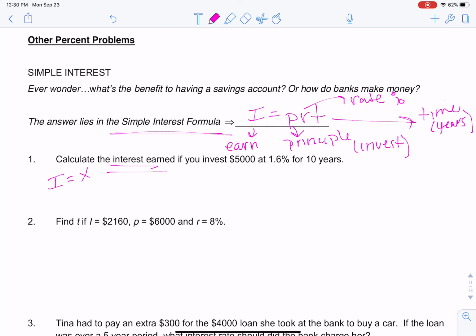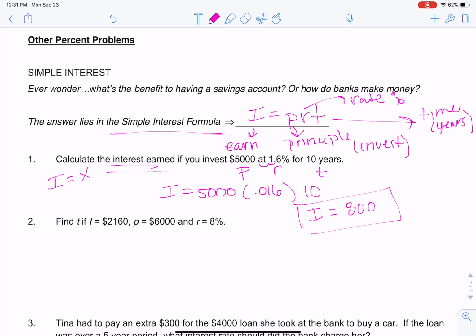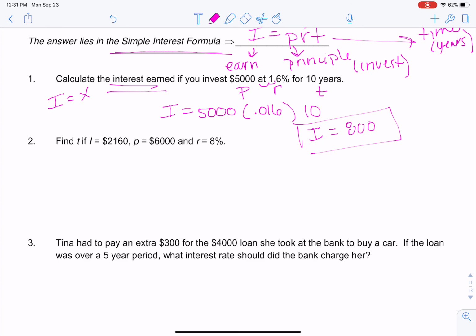If I invest, that's my principal, at a rate, there's my percentage, and times. So I equals P times R times T. My principal is 5,000, times my percent, always as a decimal, 0.016, times 10. I'm going to plug that into my calculator and I get 800. That means the interest I'd earn if I saved $5,000 for 10 years, the bank would give me $800, which is super sweet. All right, let's try one more.